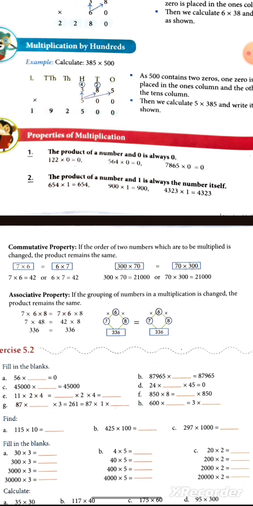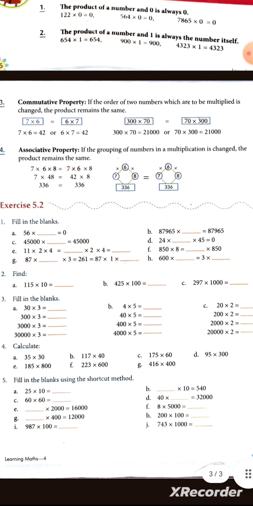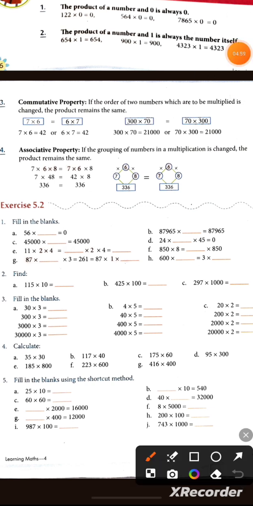Okay, now let's come to the third property, that is the commutative property. So what is the commutative property? If the order of two numbers which are to be multiplied is changed, the product remains the same. Look here.